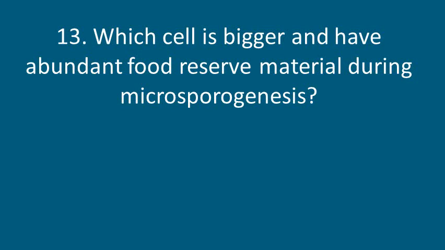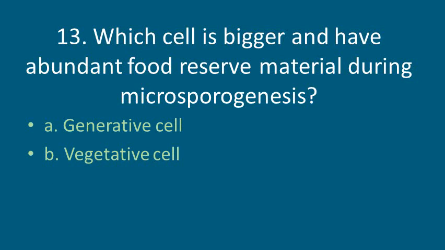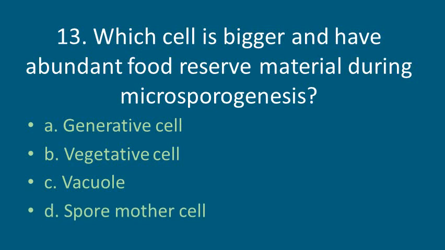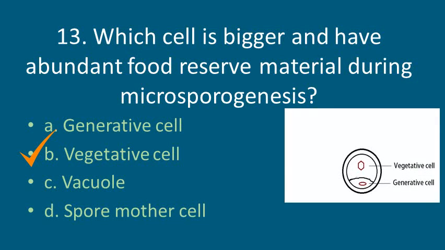Question number 13. Which cell is bigger and has abundant food reserve material during microsporogenesis? Option A generative cell, option B vegetative cell, option C vacuole, and option D spore mother cell. Here the answer will be option B vegetative cell, because the vegetative cell is bigger and has abundant food reserve and a large irregular shaped nucleus. From the figure also we can find out the vegetative cell.